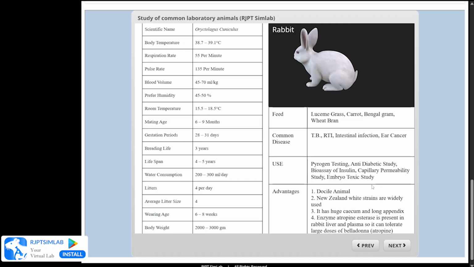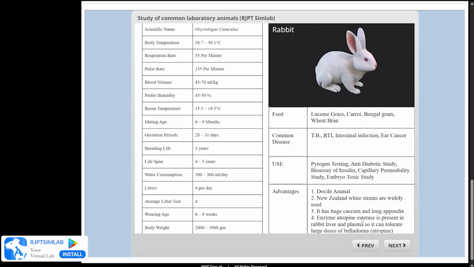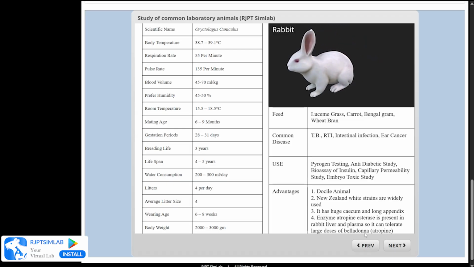The advantages of using a rabbit in the lab are, first, it is a docile animal, which means it is very gentle and easily managed, and rabbits are not very aggressive. Second, New Zealand white strains are widely used. New Zealand white strains are a type of rabbit that are widely used for experiments. It has a huge cecum and long appendix. The enzyme atropine esterase is present in rabbit liver and plasma, so it can tolerate large doses of belladonna or atropine.